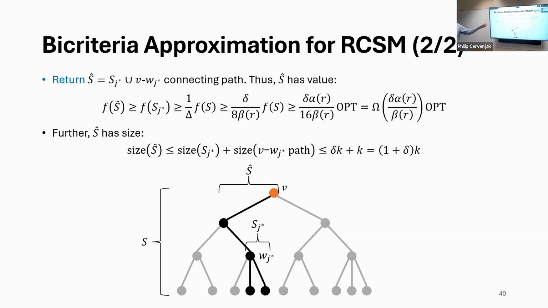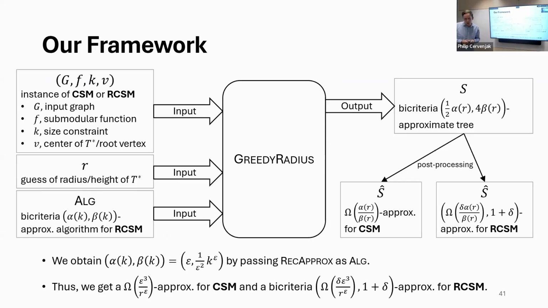And then finally, this is quite straightforward. The actual size of our solution is going to be the size of our subtree plus the size of the connecting path. So it's just going to be delta k plus k. And again, because we pruned the graph before running our algorithms, the connecting path has size at most k. So we get a 1 plus delta violation factor. Yeah, so that's basically all I'll explain.